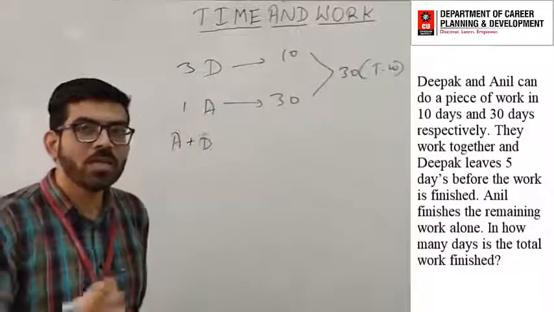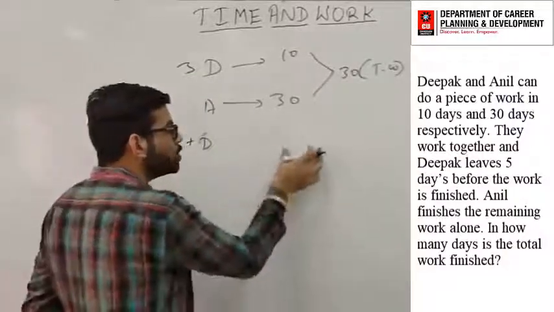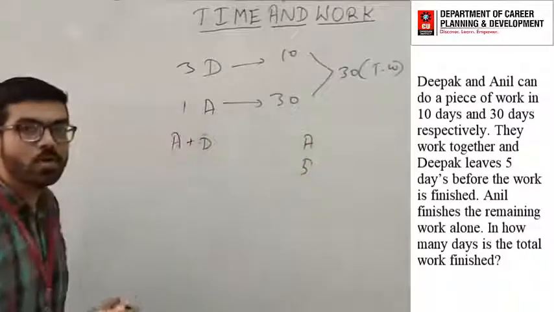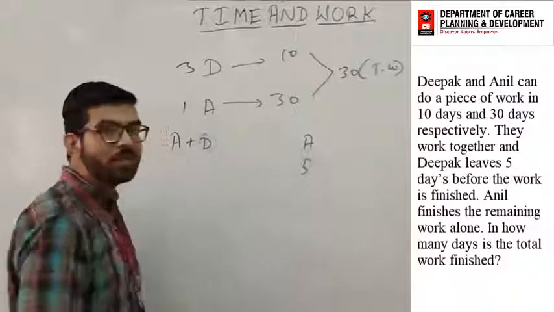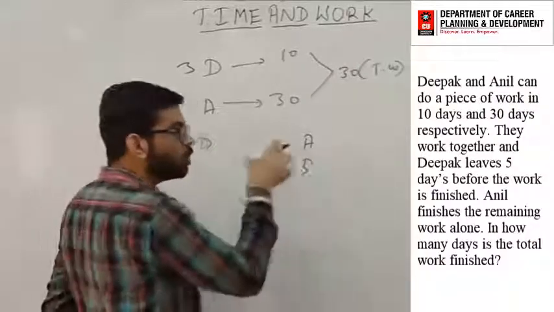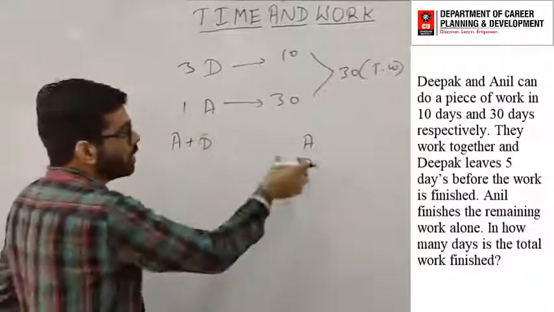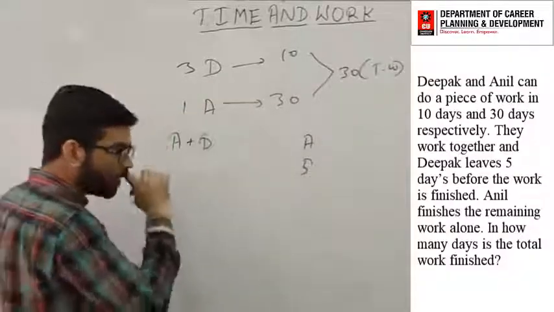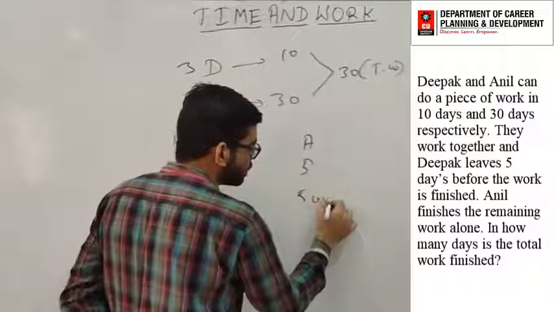And as per the question, D leaves 5 days before the completion of work. What does this mean? This means in the last 5 days only A will work. So in the last 5 days, how much work is completed by A? Number of days is 5, efficiency of A is 1, so 5 units of work.